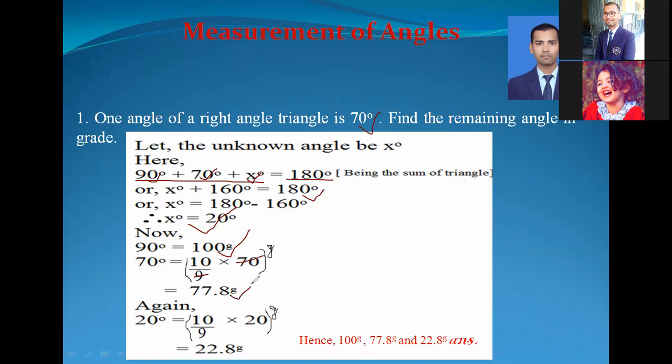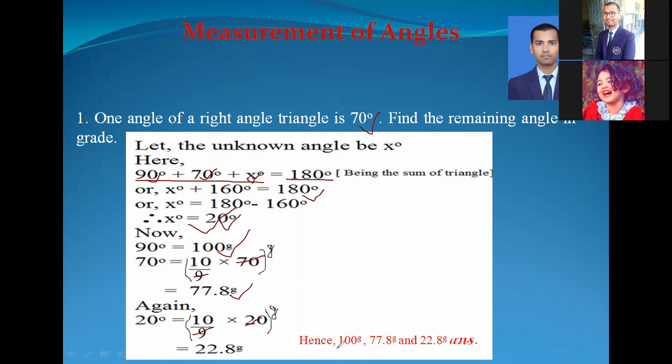77.7777 grade. By rounding off, we got 77.8 grade. Again, we have to find the angle in grade of 20 degree. So 20 degree is equal to 10 by 9 again into 20, that is grade. After dividing and multiplying, we got 22.8 grade.